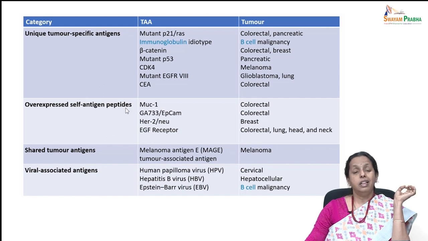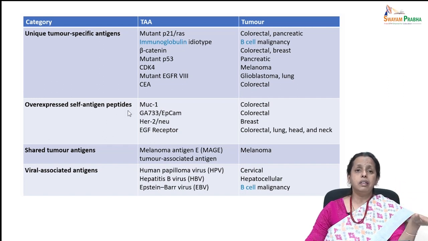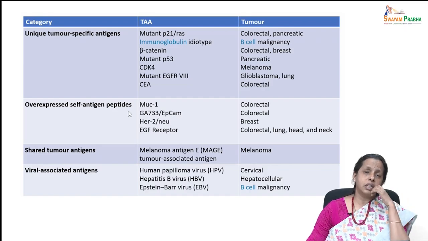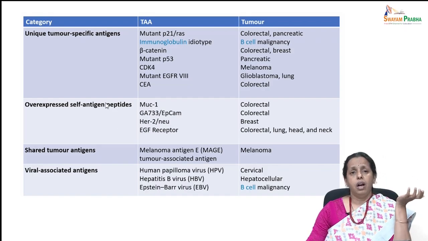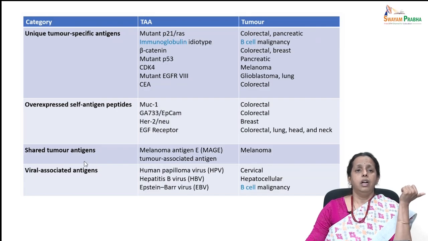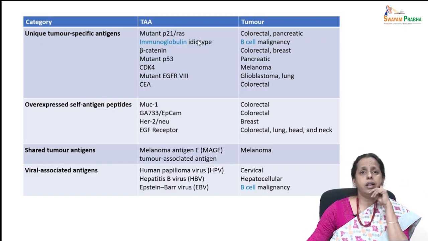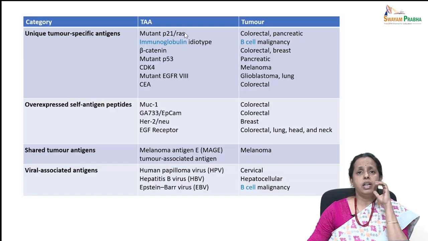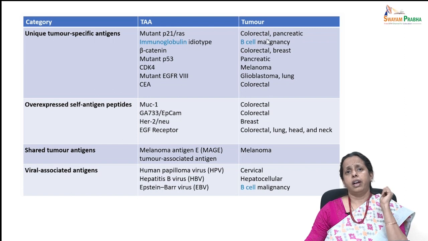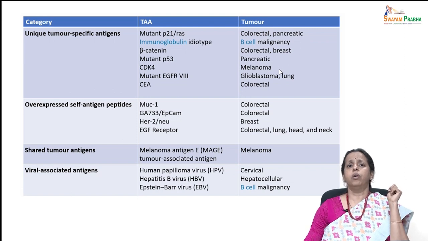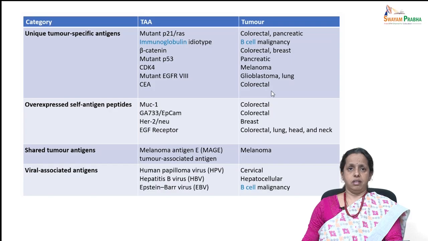These are, per se, even present in the normal cells, but they are very highly expressed, for example your EGFR in lung cancer. Then you have the shared tumor antigens among different organ parts or different tumor types, and then your viral associated antigens. Coming to the unique tumor specific antigens, you have your p21 RAS mutated, which is very well increased in your p21 kinase; RAS is increased in colorectal, pancreatic, breast, melanoma, lung, and glioblastoma cancers.